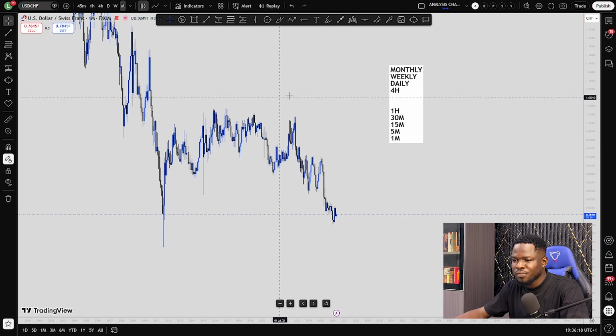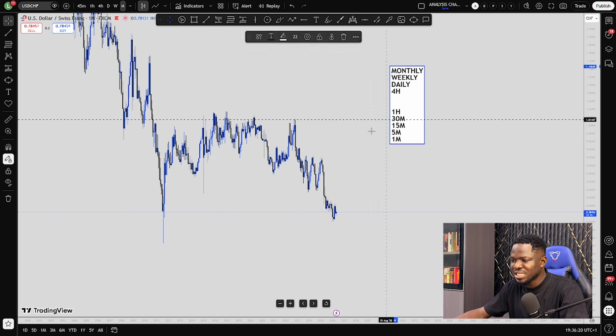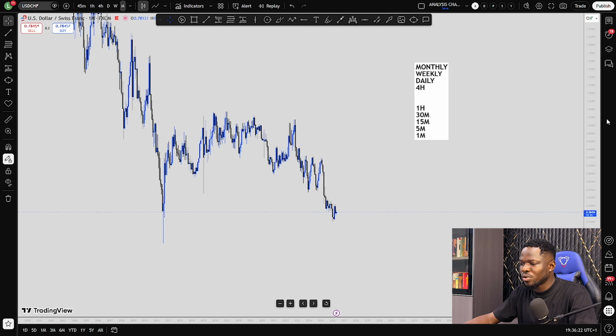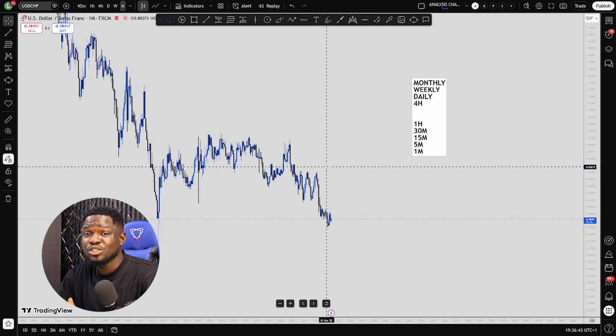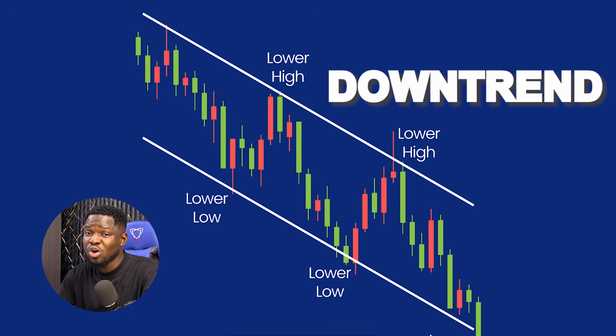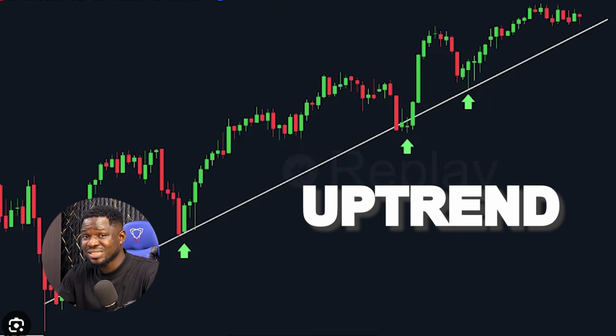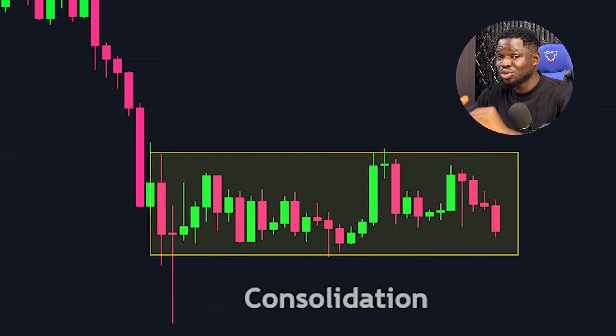On the chart of USD CHF, this is the monthly time frame. If you look at the overall direction, the trend is going down. One of the major roles of a profitable trader is to understand the direction of the market. Where is the price action heading to? Is the price heading to the south, which is downtrend, or heading to the north, which is uptrend, or is price just ranging within certain zones?